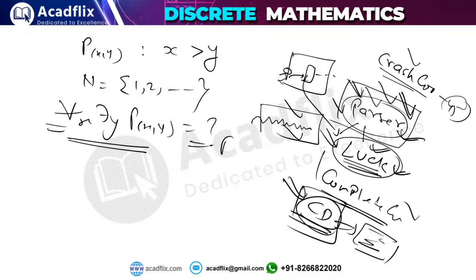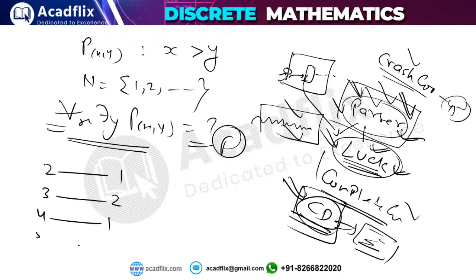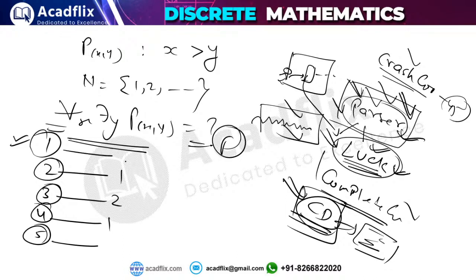Anyway, let's come to this example. This is false. Why is this false? Because see, 2 has someone, 2 has 1, 3 has someone, 3 has 2, 4 has someone, 4 has 1, 5 has someone. For every element you need to find at least one element. But who is there for 1? There is no one for 1. You can see there is no one for 1. This 1 is all alone.